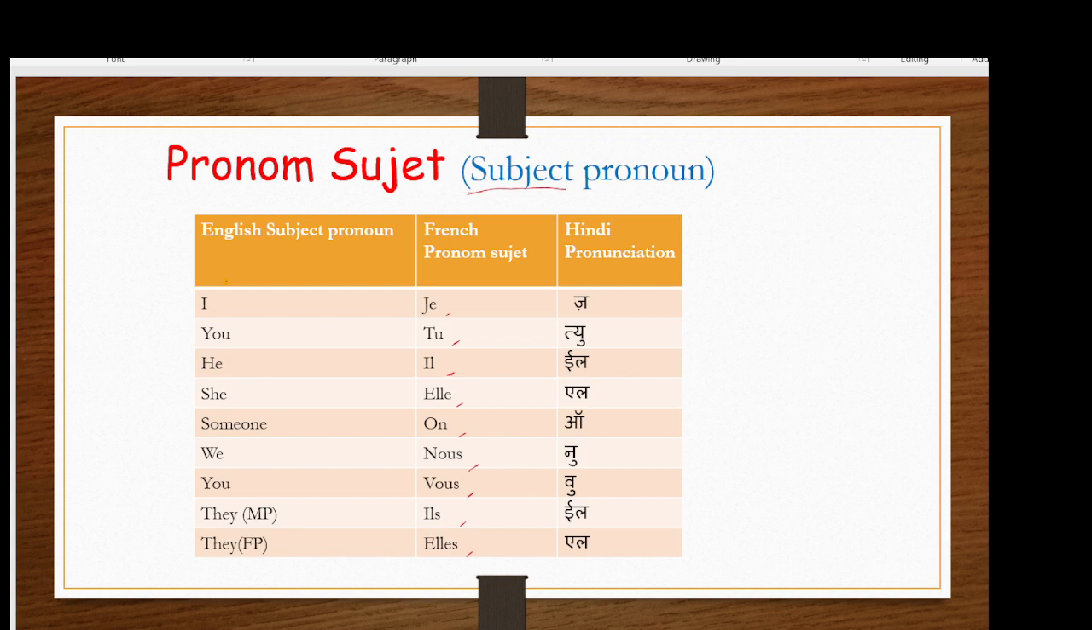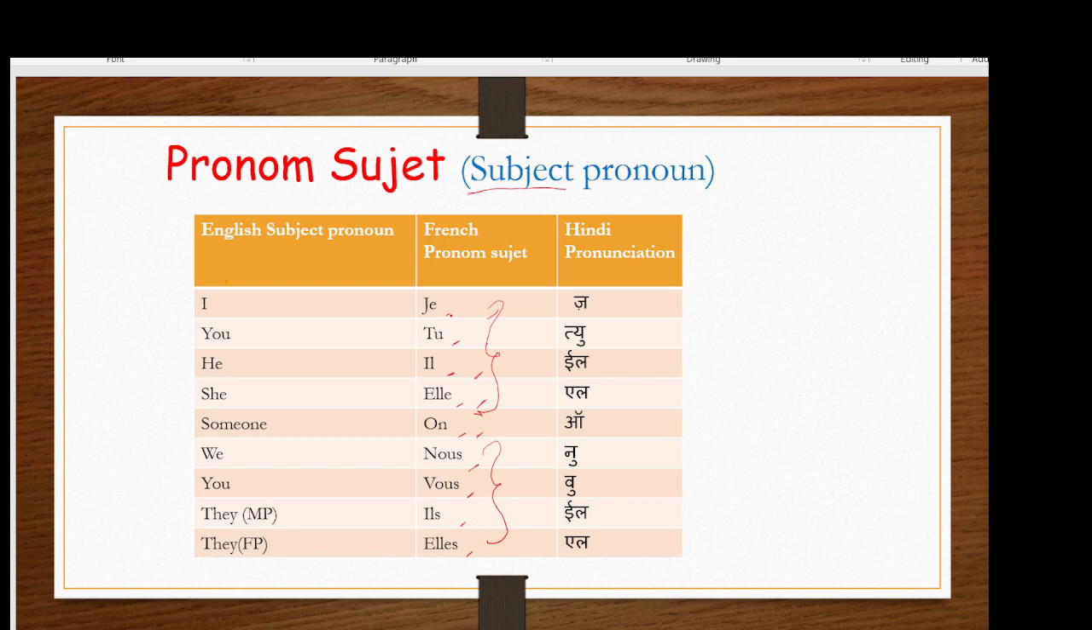One more thing, it's very important that here je, tu, il, elle, and on, all these are singular. While nous, vous, ils, elles, these are plural pronouns.